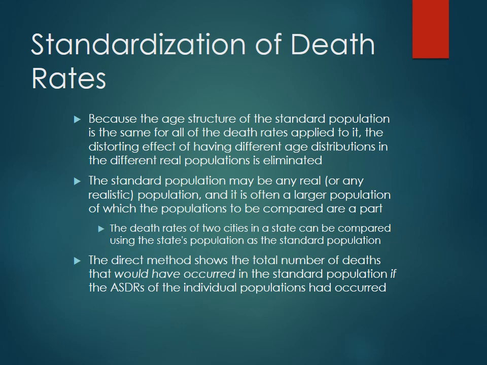Because the age structure of the standard population is the same for all of the death rates being applied to it, the distorting effect of having different age distributions in the real populations is eliminated. The standard population may be any real or realistic population, and is often a larger population against which the populations can be compared. So imagine you're looking at death rates between 2 different U.S. cities. You might take one larger city in a similar area to compare to, in order to get rid of that biasing effect and make sure you're really comparing apples to apples. So the direct method is going to show the total number of deaths that would have occurred had you applied those rates to the standard population, and what would have happened there.